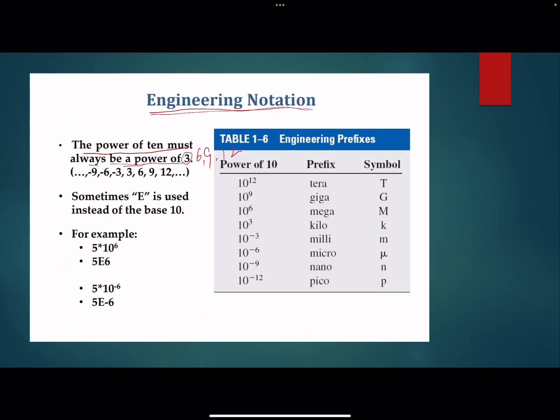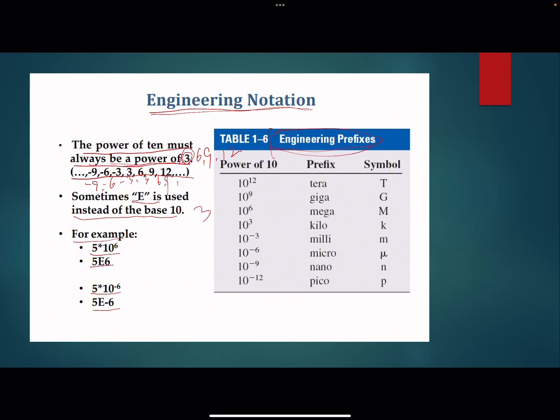For engineering notation, the power of 10 must always be a multiple of 3. So it's something like this: minus 9, minus 6, minus 3, 3, 6, 9. So it's a multiple of 3. Sometimes E is used instead of the base of 10. For example, 5 times 10 to the 6, we write 5e6. 5 times 10 to the minus 6, we write 5e minus 6.